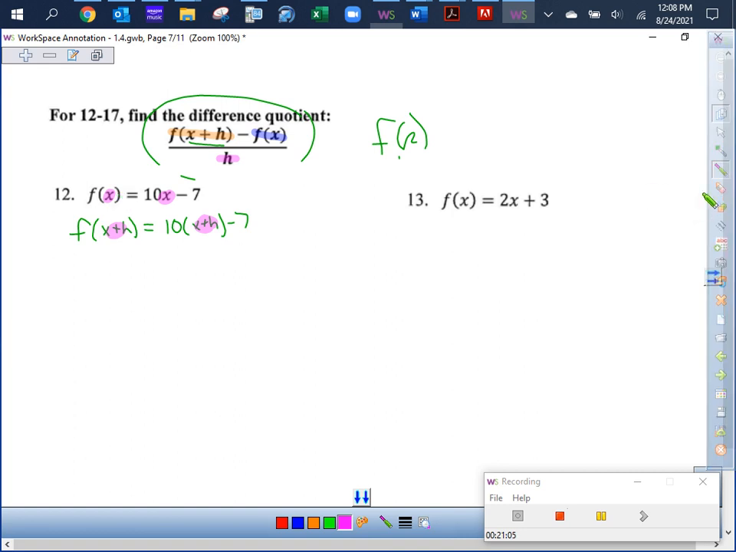Well, this I can clean up a little bit because there's a number outside parentheses. Can't I distribute that 10 through? So let's just keep going down. Put an equal sign again. 10 times x, 10x.